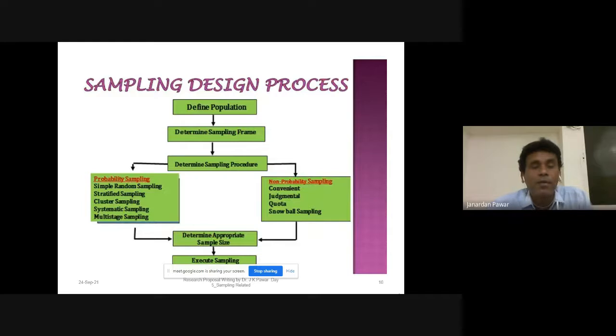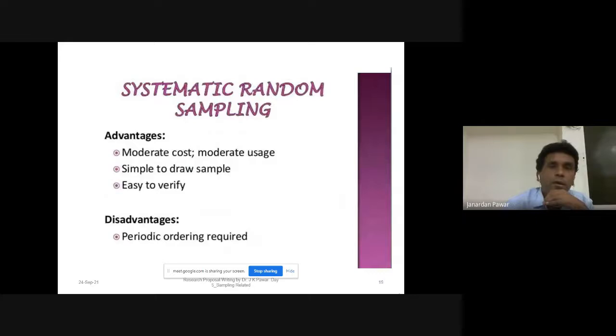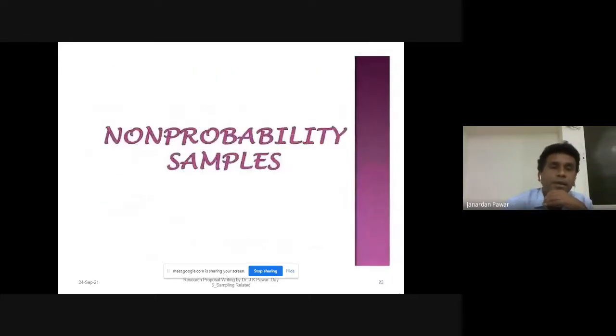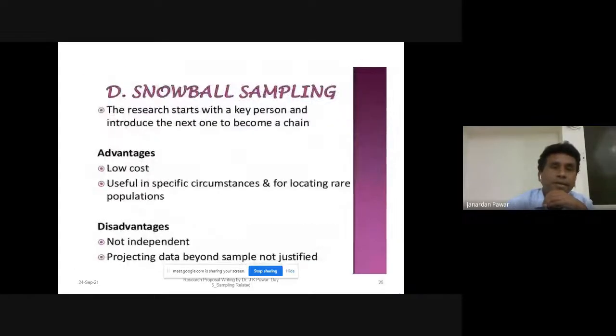If you are having tension in the mind, then go for simple random sampling if you want. Otherwise, keep consulting me. According to your topic, I will tell you which one is suitable for your research title or research study. I hope you will keep consulting me in future also. So this is for sampling, which we have seen today. We were at this particular slide, and after that, I think nothing is left.